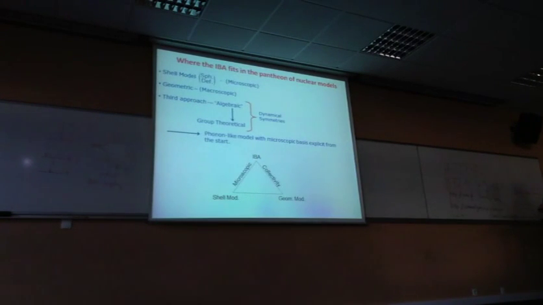Okay, you've seen a symmetry triangle of the IBA. This is not the symmetry triangle. This is an illustration just to point out that the IBA, because it's based on pairs of fermions, has a relation to the shell model. Because it produces collective behavior, it's related to the geometrical model. And so these are all linked, but it itself is an algebraic model.